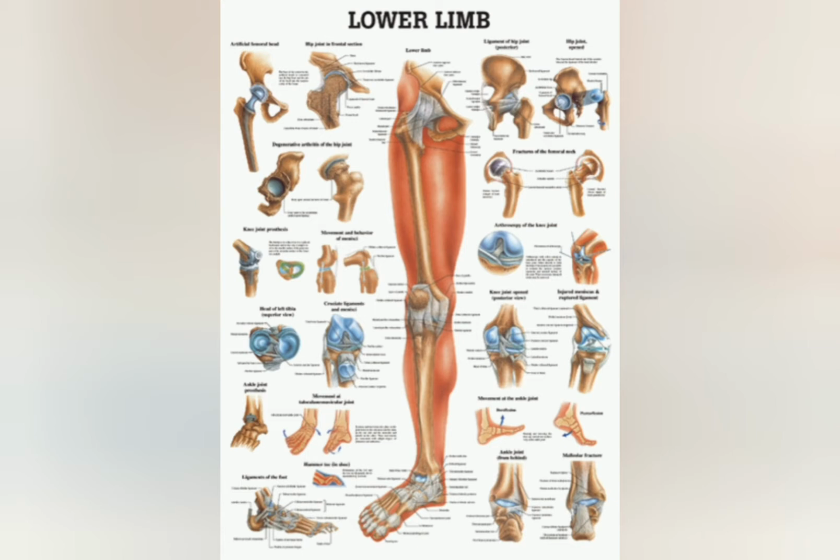In this video we're going to talk about the lower limb. Basically the lower limb is your thigh, your hip, your knee, your legs and your foot. Your lower limb is basically built for support and propulsion. In other words, your lower limb is made to carry the weight of your body.